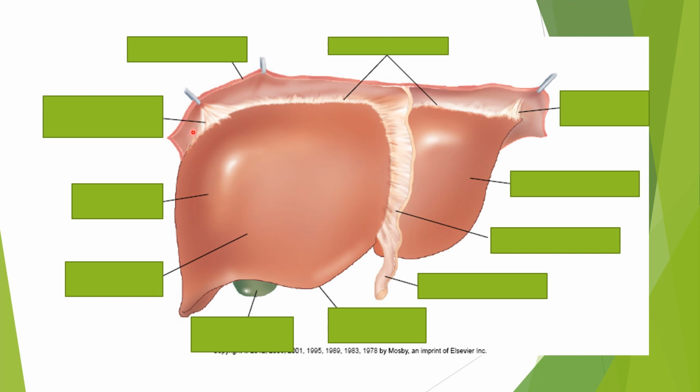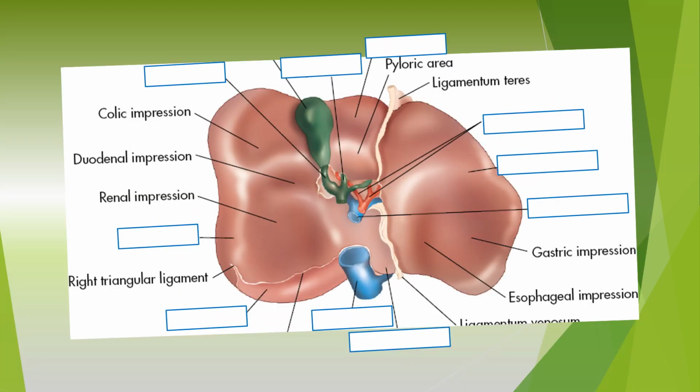And then we have the right triangular ligament here, the diaphragm right up here, and these two here are the coronary ligaments. How did you do? So now we're going to try another one from the bottom side of the liver, or the inferior side. Go ahead and pause the recording, see how many of these you can get right.